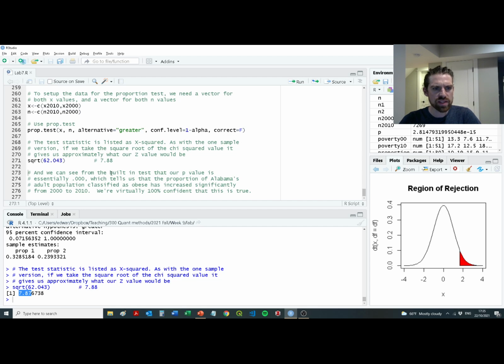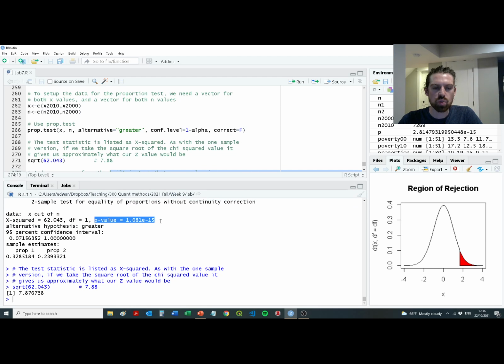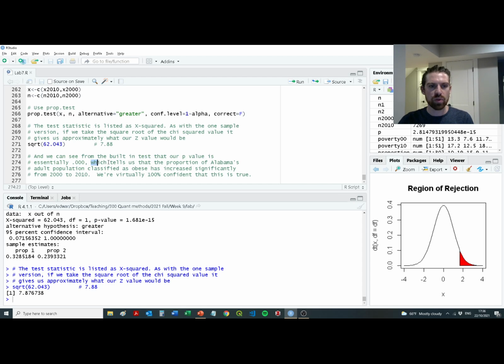We can see from the built-in test that our p-value is, let me find it, 0.07 here. Oh, sorry, my bad. Our p-value is here, which is 1.68 times 10 to the minus 15, so it's well below the 0.05 level that we're looking at for significance. Therefore, at the 95% level we can be confident the result hasn't just occurred by chance, and we can reject the null hypothesis and accept the alternative hypothesis, which is that the proportion of obese people within Alabama has increased between these two time points.